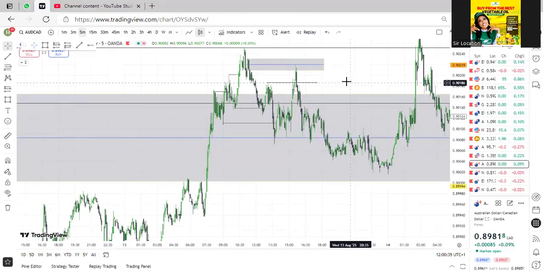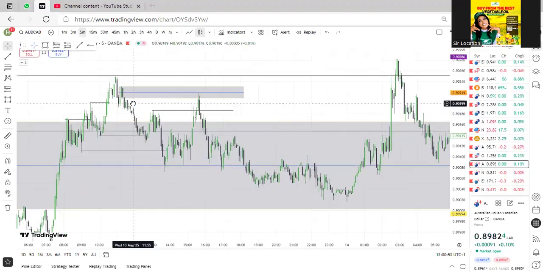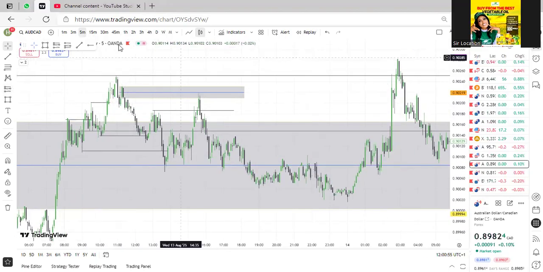So what are you going to do? First of all, like I say, the rule is to always see two breaks of structure before going in. Now look at the first break of structure, second break of structure. Then I'm considering this level as a liquidity. And then this is my order block. Now, taking a short position, you can see this order block at this level.